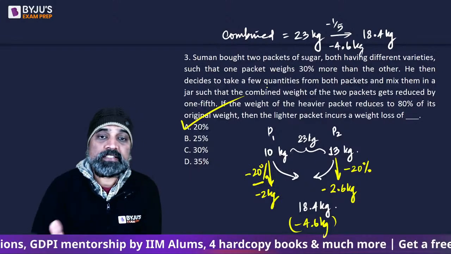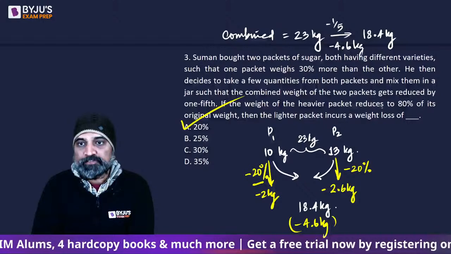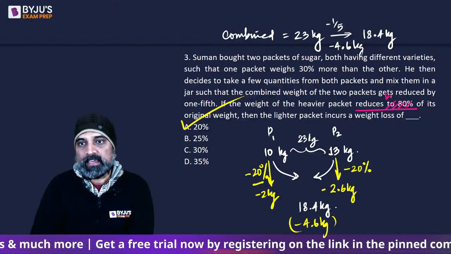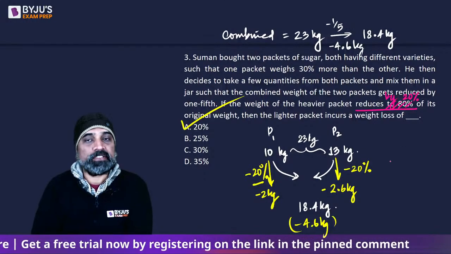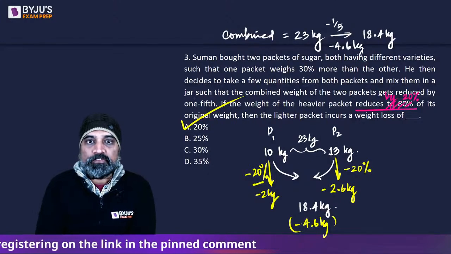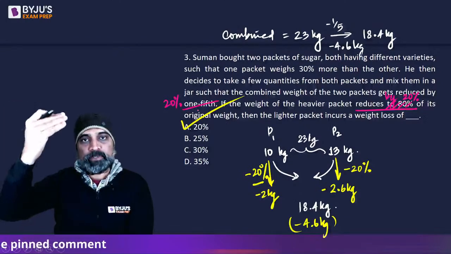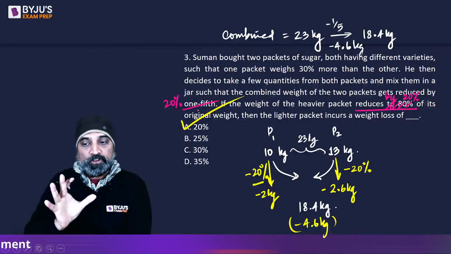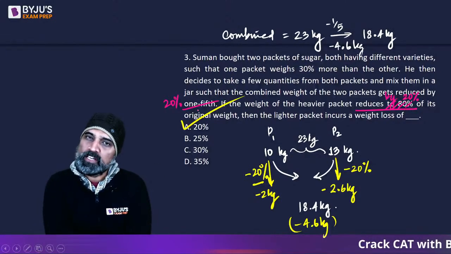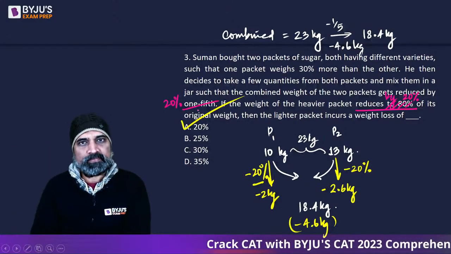Now there is a simple logic here as well. If you pay attention, the heavier packet reducing to 80% is the same as saying it reduces by 20%. 1/5 is 20%. So if there is a reduction of 20% in one of the packets and overall it's 20%, the percentage reduction from the other packet should also be 20, because the average of 20 and 20 is 20, right?